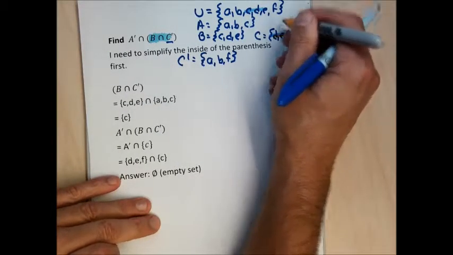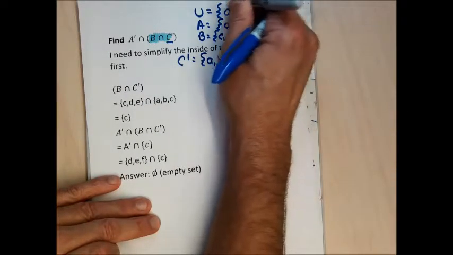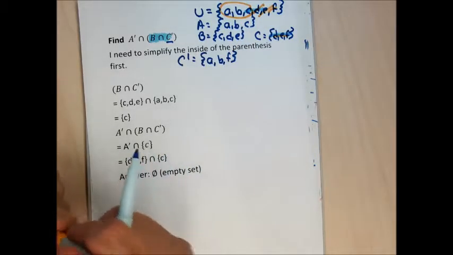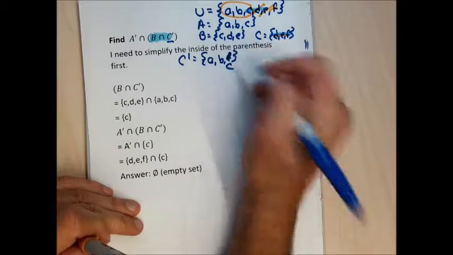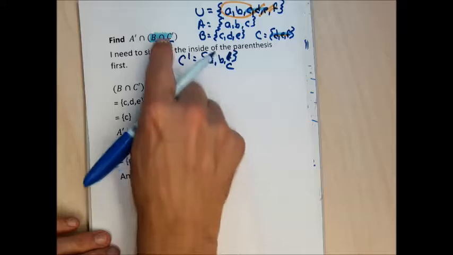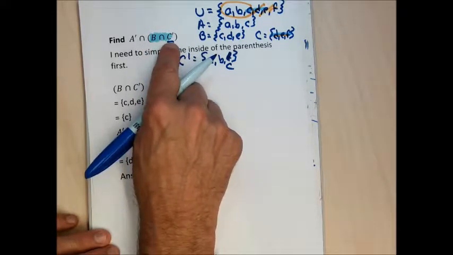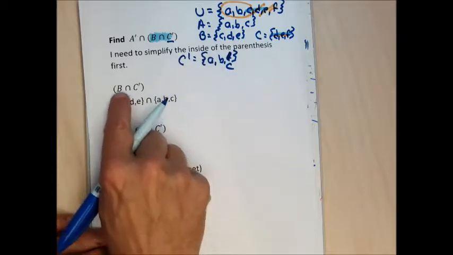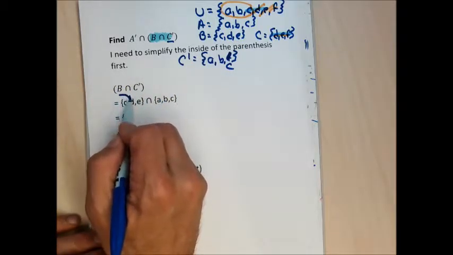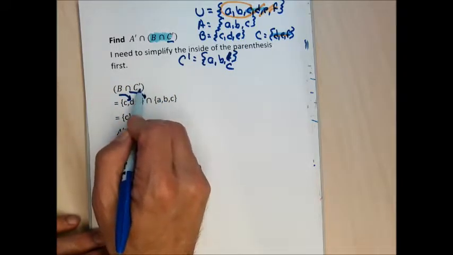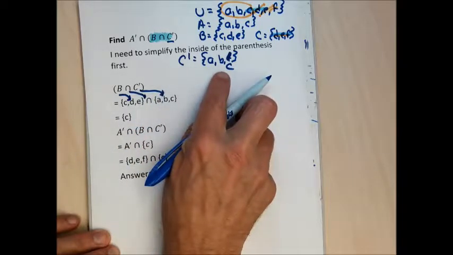C is D, E, and F. C complement is supposed to be A, B, and C, not A, B, and F. There's my bad there. So working on the inside of this parentheses, I need to do B intersection C complement. B is the set that has C, D, and E. I left the intersection, and then I wrote down C complement as A, B, and C.